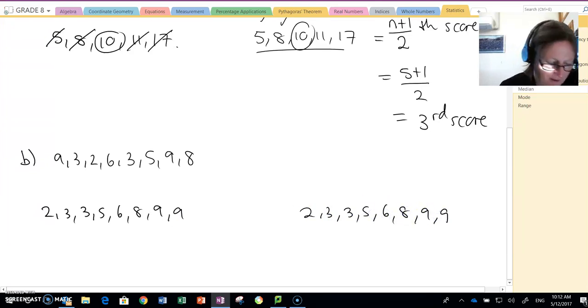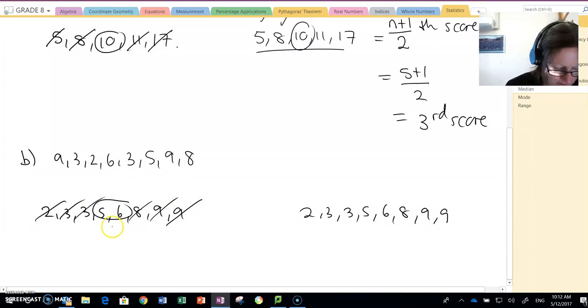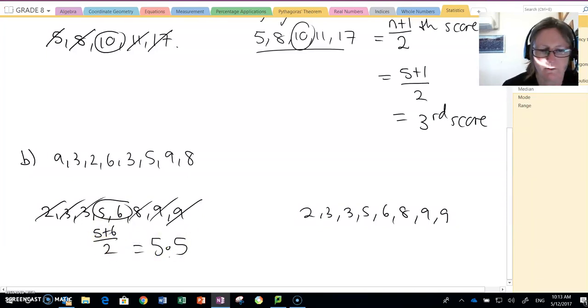Okay, first method, let's cross off 1 from each end till we get to the middle. Oops, there's 2 scores left. If there's 2 scores left, we add them together and divide by 2, and the middle score is 5.5. Let's look at our other method.